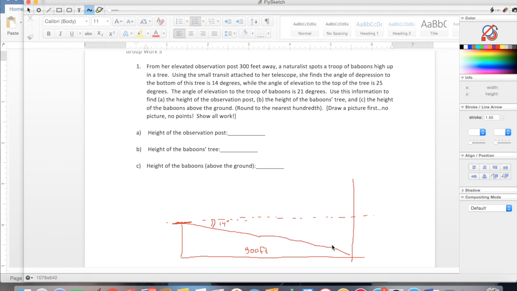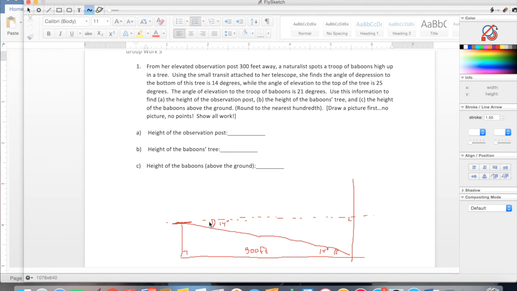Then you have to remember what you know from geometry class, that when you have two parallel lines, which would be this one, and they're cut by a diagonal line or a transversal, you have alternate interior congruent angles. So if this is 14, that means that this angle is actually 14 degrees as well. So that's going to help you. You can see you've got this right triangle.